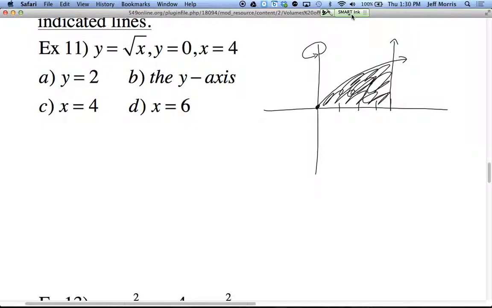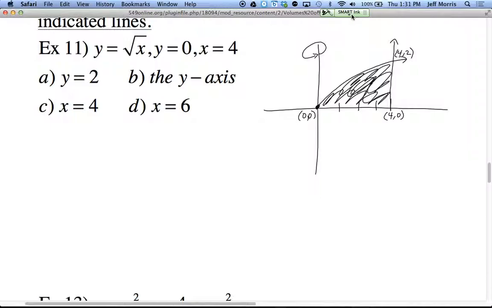Okay? And remember, this is the point 0, 0. This is the point 4, 0. And this is the point 4, 2. And it's pretty important to know those points because that'll help you find your x and y values if you have to do your boundaries. So I want to go around the y-axis this time.